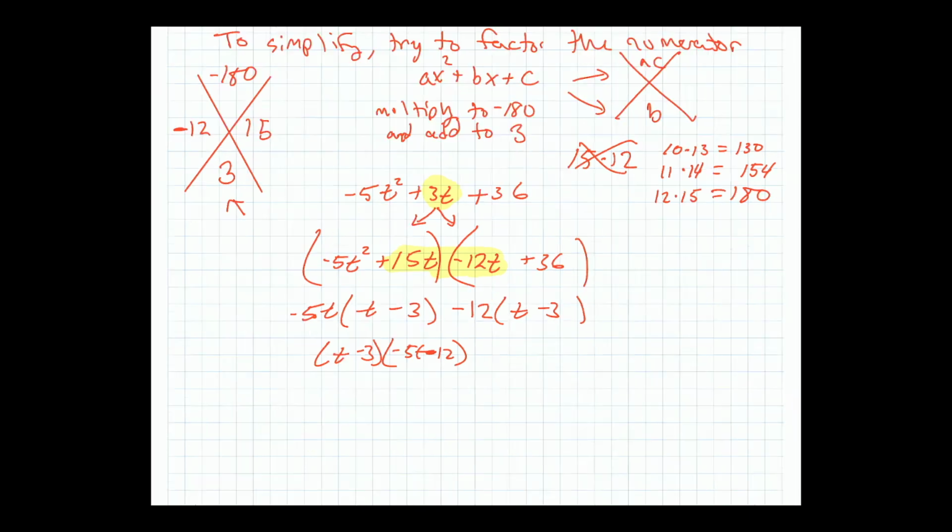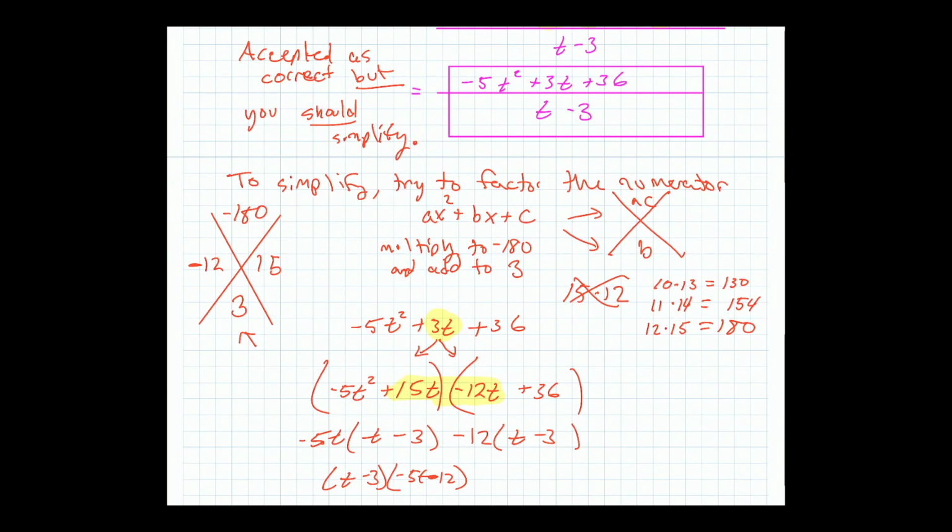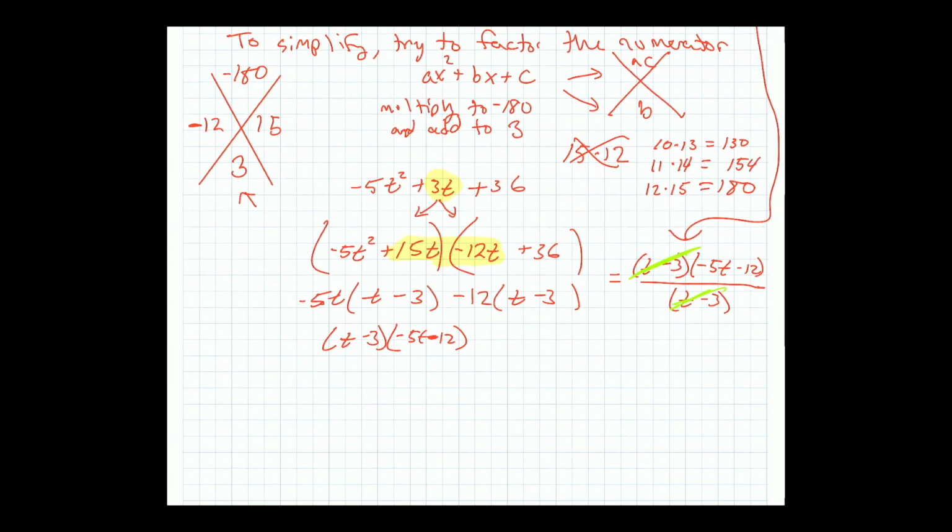We factored it. So let's go back to where we were. We had our answer up here, but now we can say our answer is going to be t minus 3 times negative 5t minus 12 over t minus 3. And look at that. You've got some canceling here. This cancels with this. And you'll be left with a new answer, which is just negative 5t minus 12. And that's your answer. Okay?